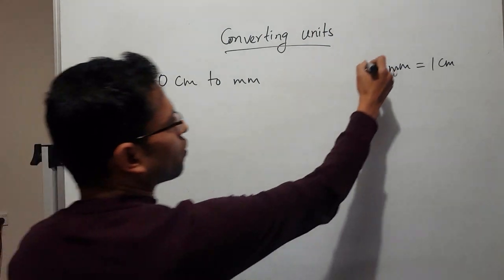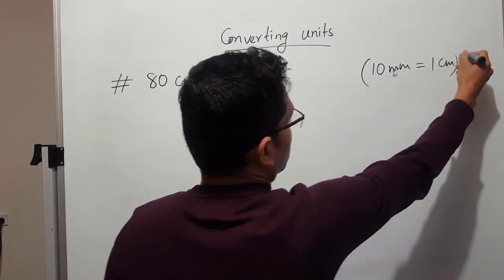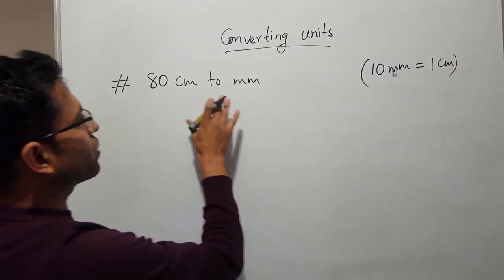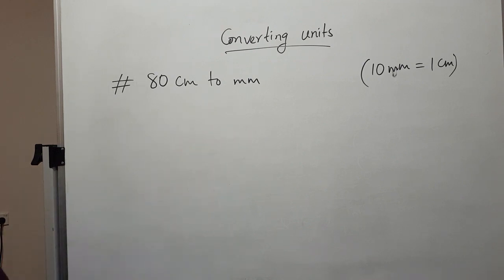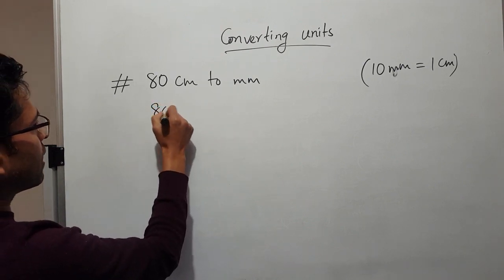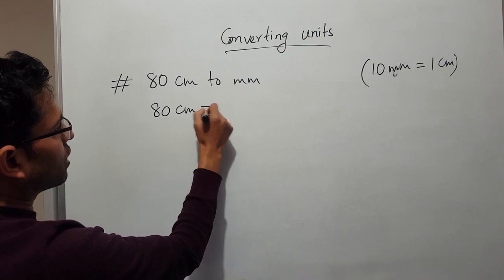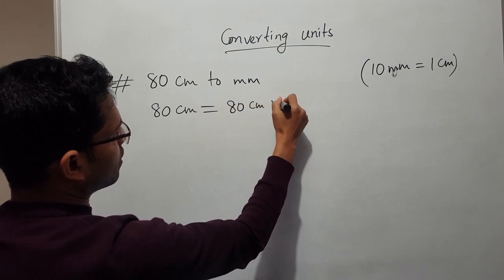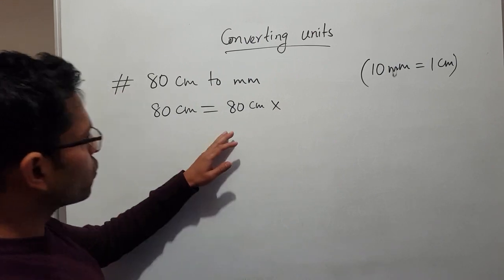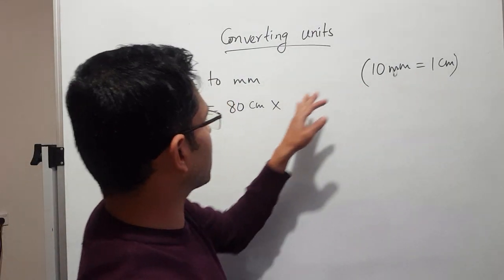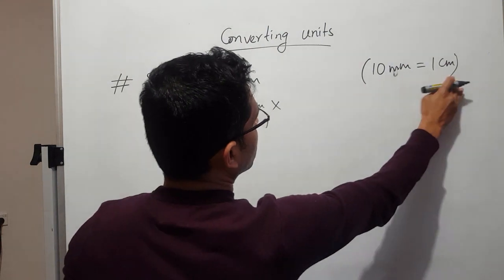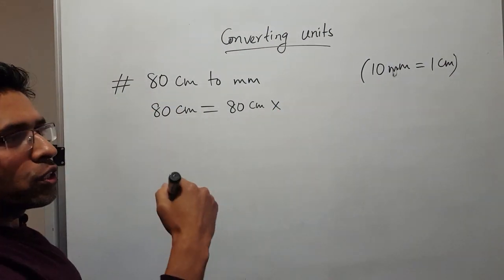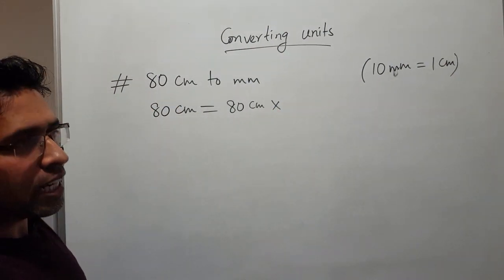So we need to know the conversion factor. And as long as we know the conversion factor, we can convert that unit. So what we can do, we can say, okay, 80 centimeter is equivalent to 80 centimeter times. What I'm doing, I am using this conversion factor, but I'm using it in this way, so I don't need to remember whether I will divide with that factor or multiply.